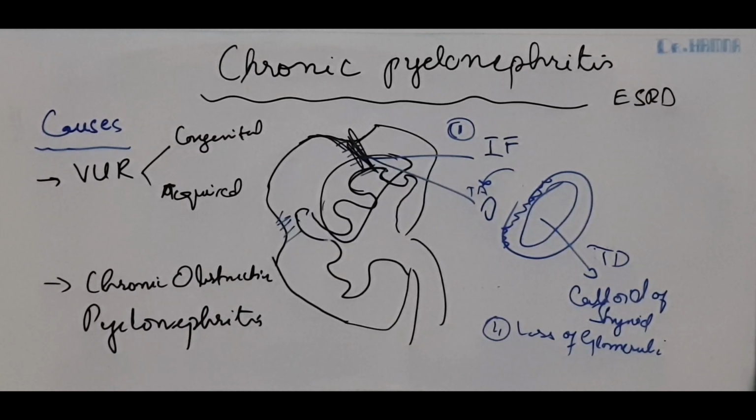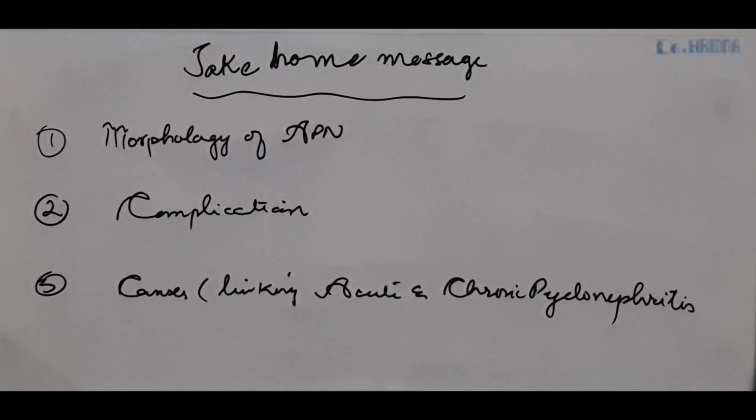So this is basically all about acute pyelonephritis and chronic pyelonephritis. I would like you to receive a take-home message, and this is basically what you need to know most importantly from this topic. First, morphology of APN, acute pyelonephritis.